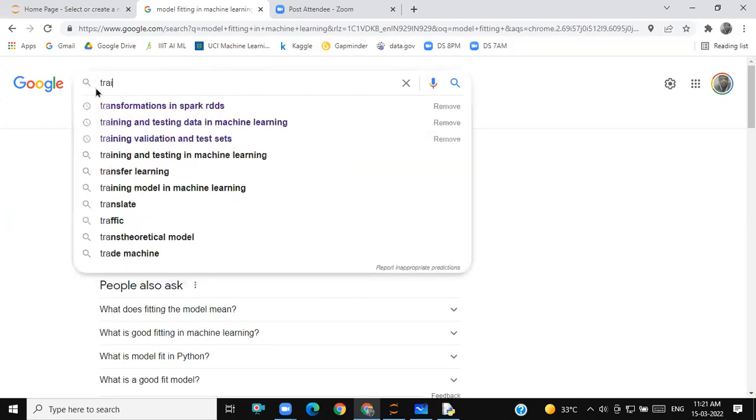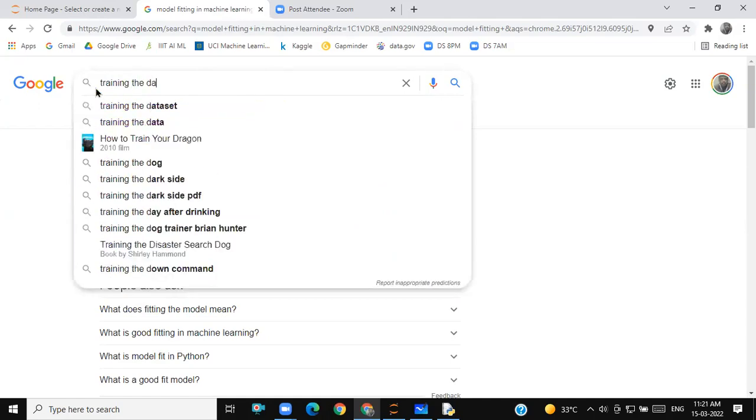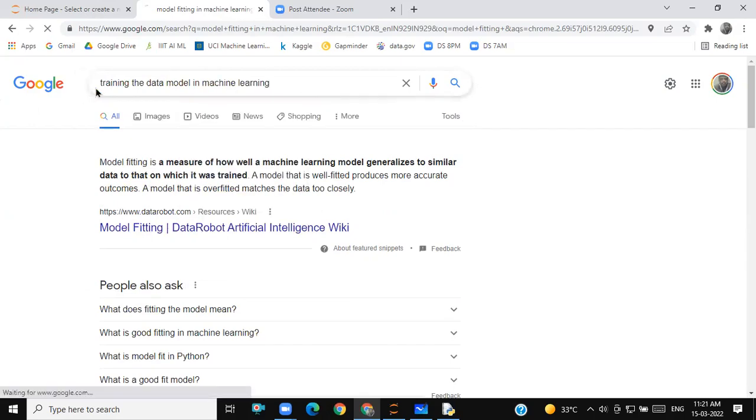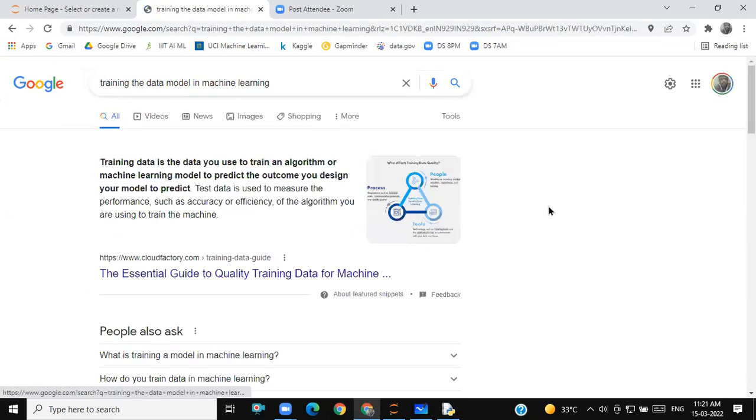So this is what we call training the data model. In machine learning, what exactly is training the data model? As I told you, the algorithm is going to help the machine to learn. So training data is the data you use to train an algorithm or machine learning model to predict the outcome you design your model to predict.